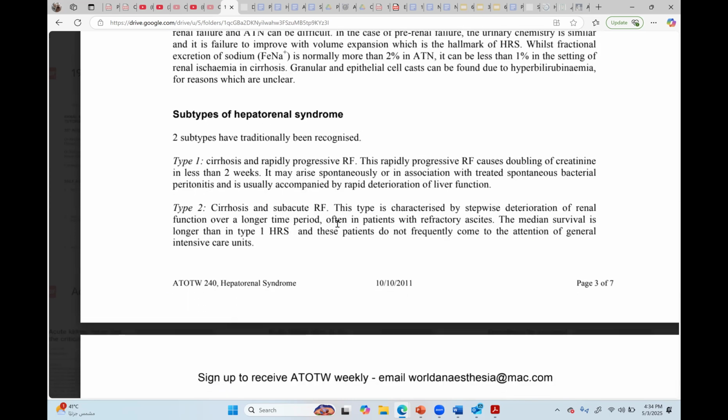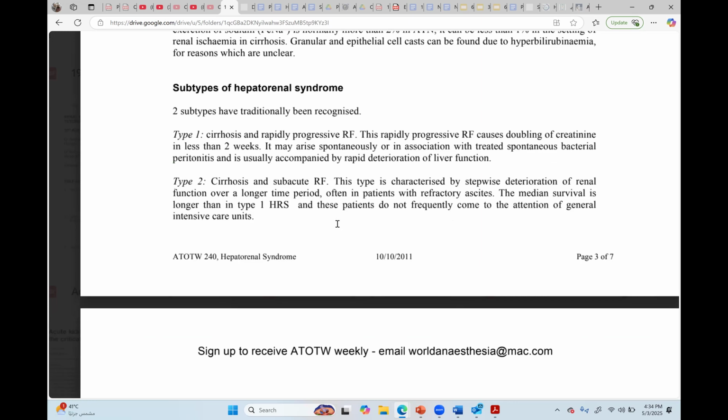And two subtypes. One is very severe cirrhosis and rapidly progressive renal failure. It causes doubling of creatinine in less than 2 weeks. It may rise spontaneously or in association with treated SBP, and is usually accompanied by rapid deterioration of liver function. So this is the severe one. And the other one, subacute. This type is characterized by stepwise deterioration of renal function over a longer time period.